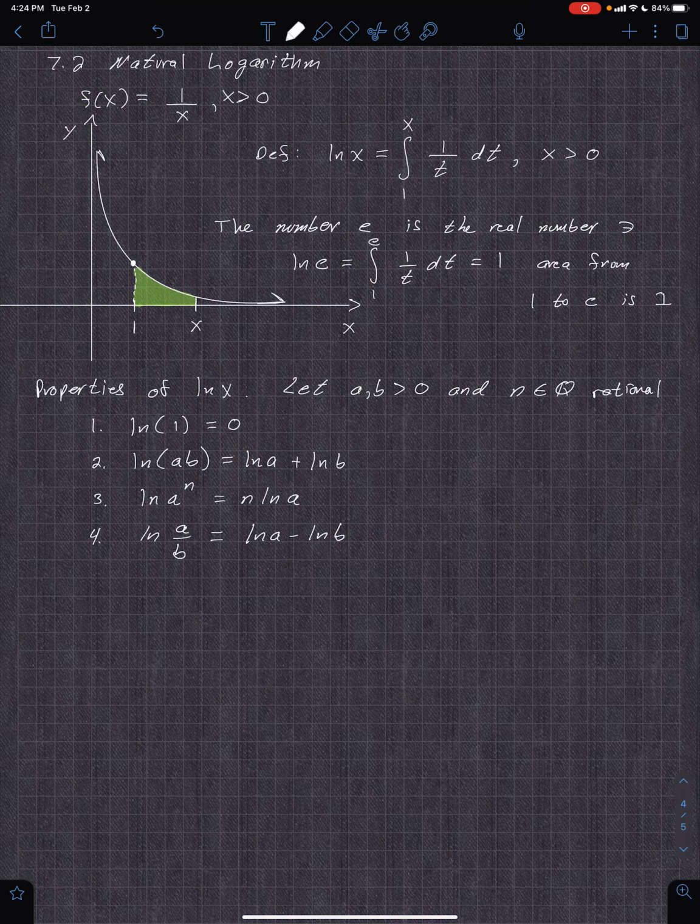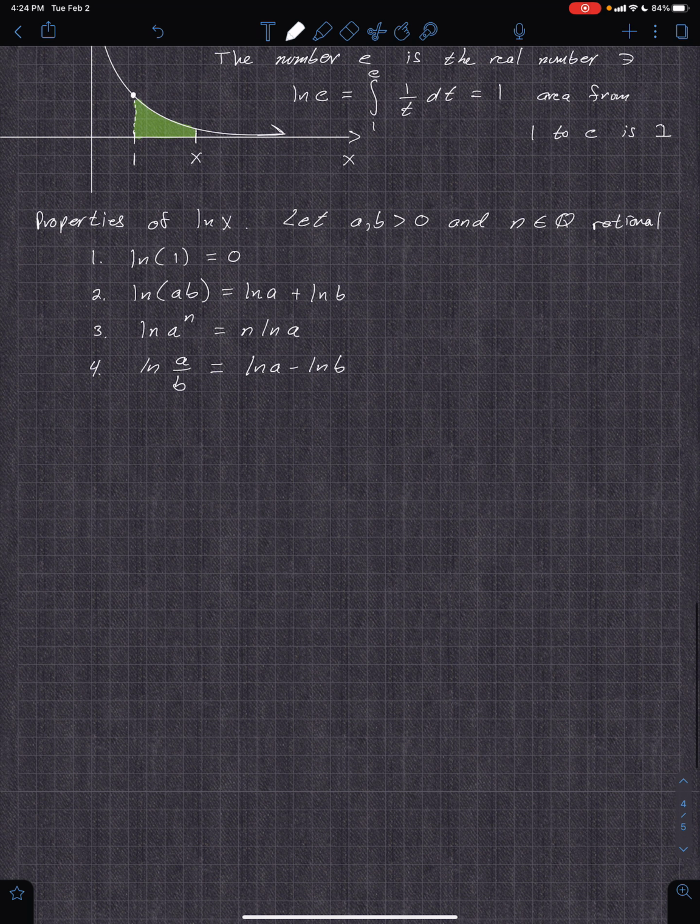So those are all the properties of logarithms that you know and love. We can prove those using this definition and the properties of integration. We won't look at all of them, but let's look at the proof of a couple of these. Number one is ln 1.